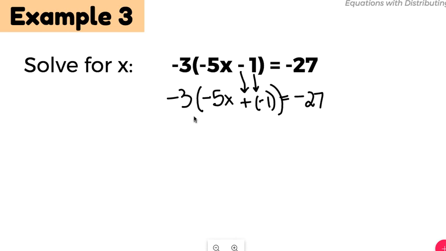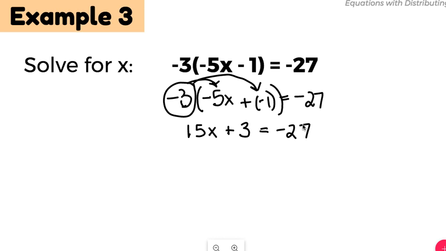All right, so now I can continue to simplify. I can't do anything in my parentheses. I have no exponents. So now I have this -3 out here that I need to distribute inside. Be very careful when you're multiplying here. Don't forget that it's a negative that we're multiplying. -3 times -5x is 15x. -3 times -1 is +3.